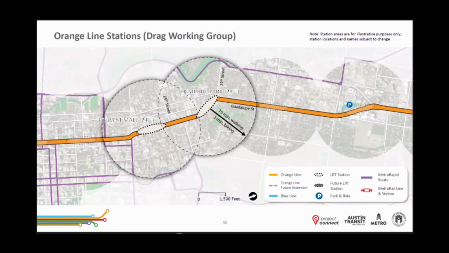The UT West Mall 24th Street station has the highest pedestrian activity in the corridor, and the platforms will be located in proximity to the West Campus entrance on the drag. Hemphill Park, another high pedestrian activity station, would likely be between 27th and 29th Streets.